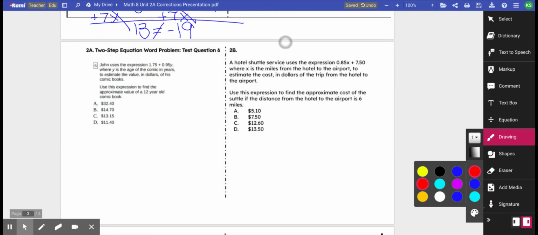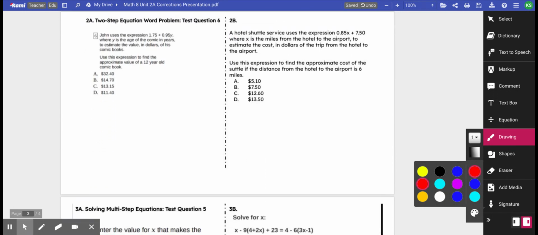Okay, we're back. Problem number 2 is a two-step equation, number 6 on your test. John uses the expression 1.75 plus 0.95y, where y is the age of a comic book in years, to estimate the value in dollars of his comic books. He used this expression to find the approximate value of a 12-year-old comic book.